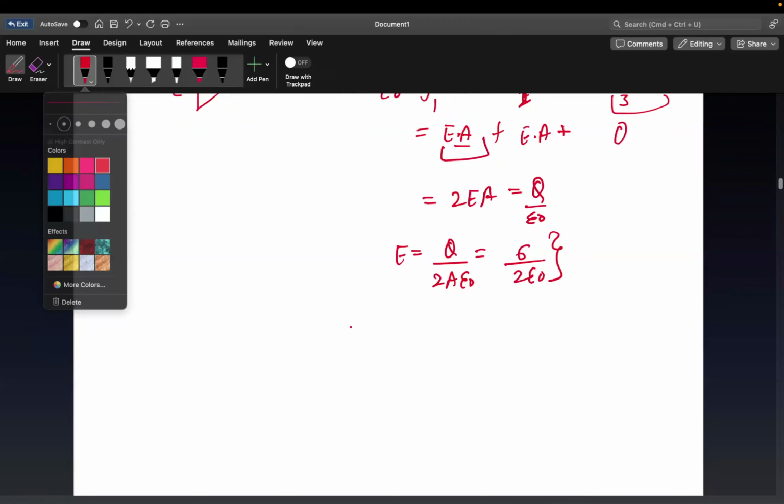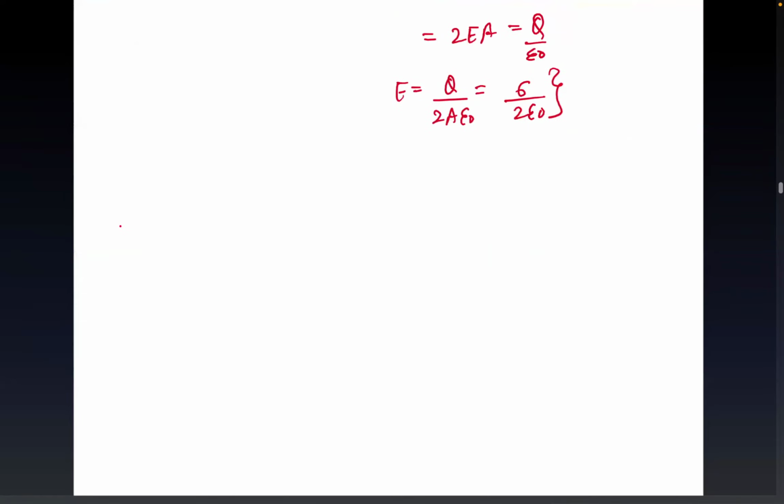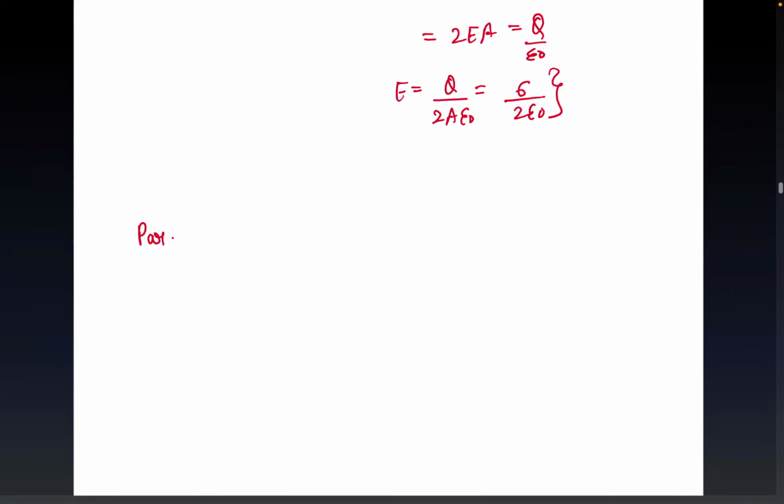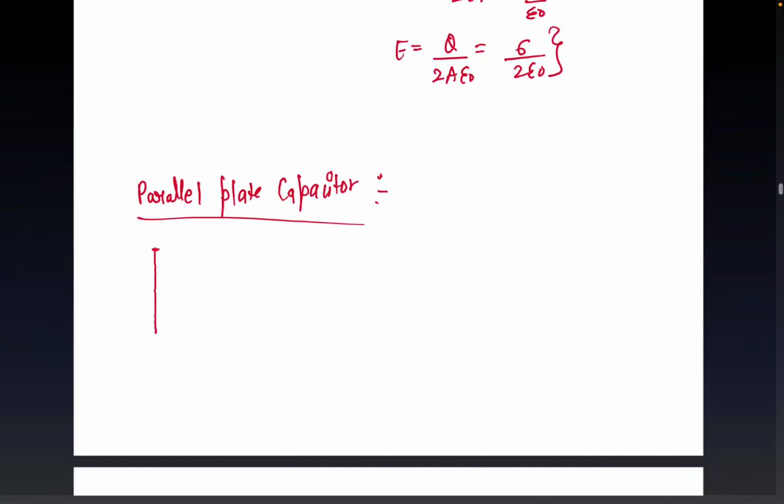Now it's time to discuss the main topic. What was that? Parallel plate capacitor. Yes, sir. So it's parallel plate capacitor. What is a parallel plate capacitor? We will be having two parallel plates. In some books you'll find they have some width. Let's make it also with some width. So this is one parallel plate.